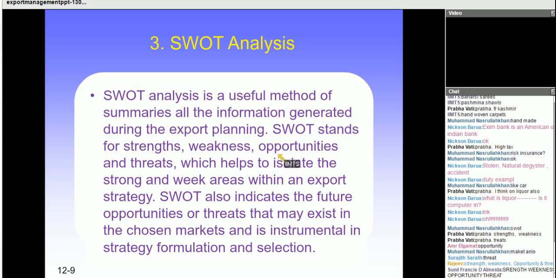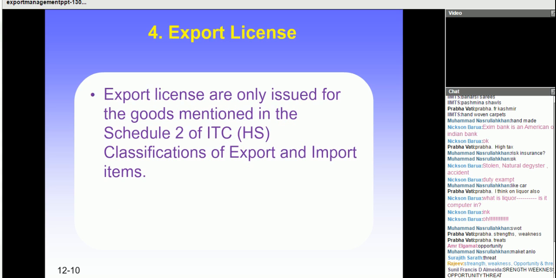Then SWOT analysis. It's a useful method of summarizing all the information generated during the export planning. And we all know what it stands for. It also gives an insight into the future opportunities which are available. So we need to take care of that.